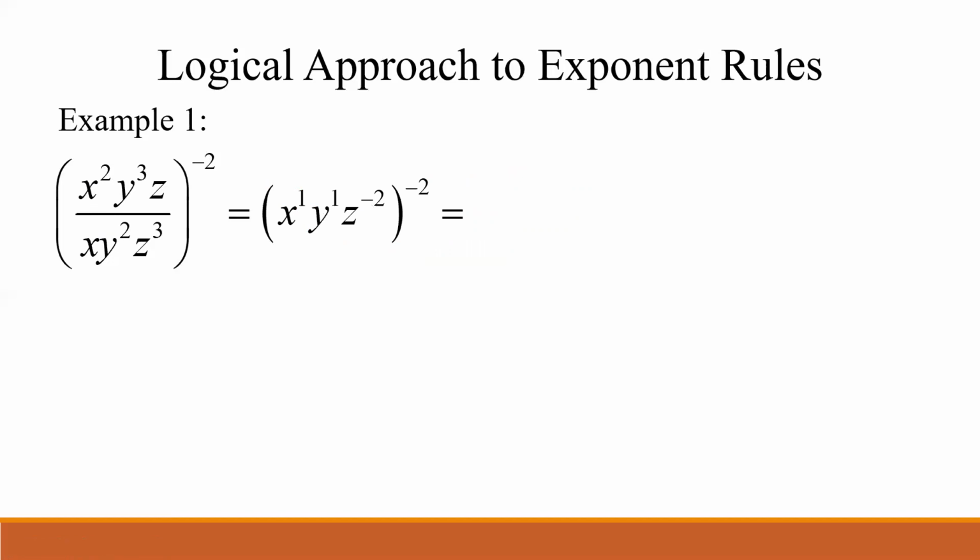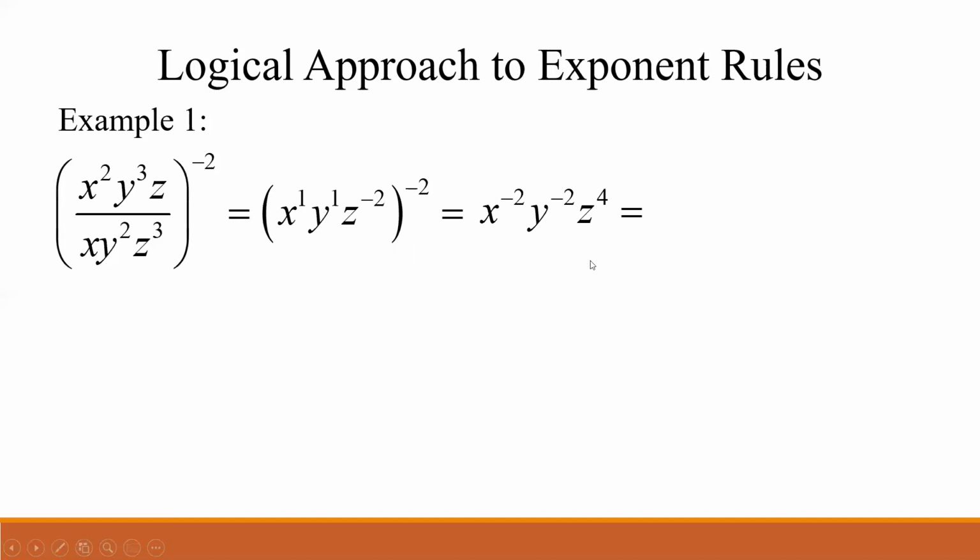And then the next step I'm going to do, I'm going to go in and look at the power rule. So I'm going to bring this -2 into each of these things. So again, the power rule says I'm going to multiply the exponents. So now I'm going to have x to the -2, y to the -2, and then z to the +4. Remember, negative times a negative gives me that +4.